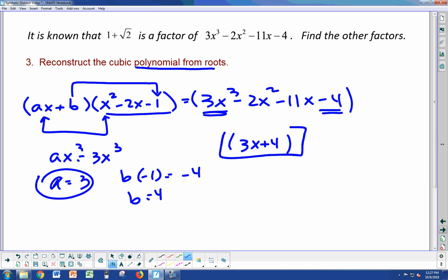Of course, that's having known already that the conjugate was the other one, and then multiplying those out. So you can see those three different methods for finding the other factors. Any of those methods works really well. Okay, hope this helps.